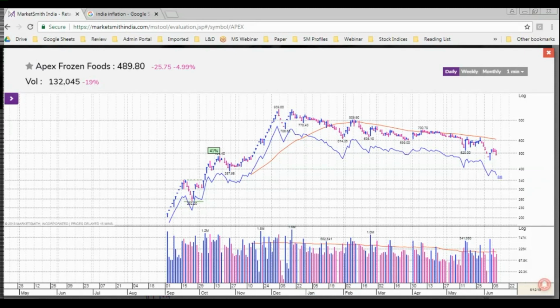So for me, Apex Frozen would be a sell right now, because we don't know for how long the stock remains sideways. We don't know whether the stock has already established a bottom or not. There is a huge overhead resistance that it has accumulated. There are people who have bought at levels of 650, 600, 550, 500, and when the stock tries to come up, it will face resistance from all those investors as they try to break even.